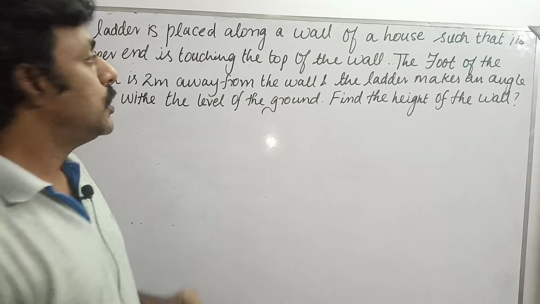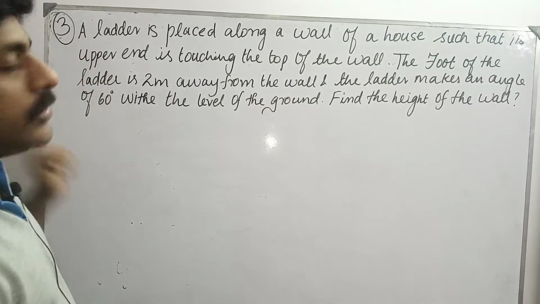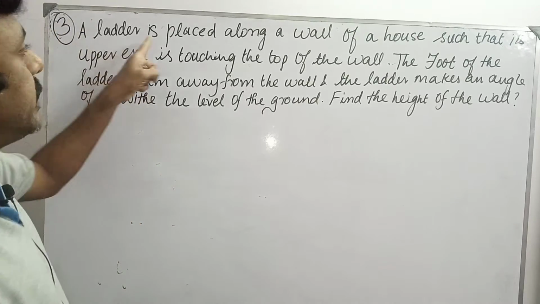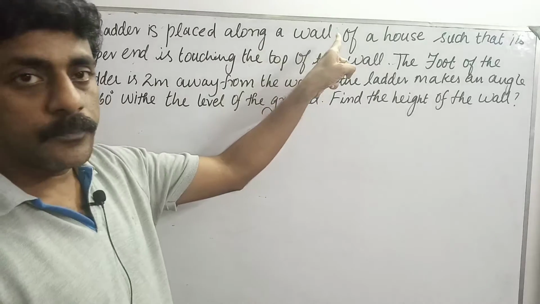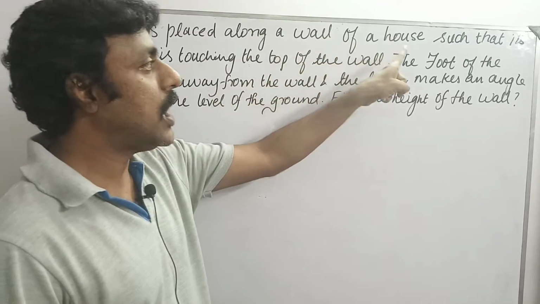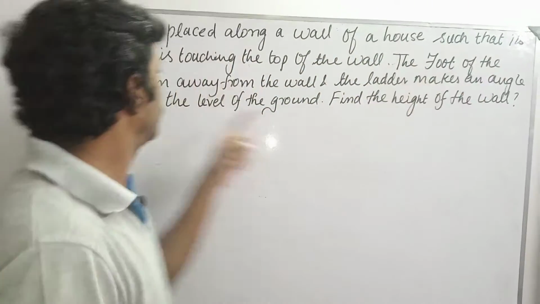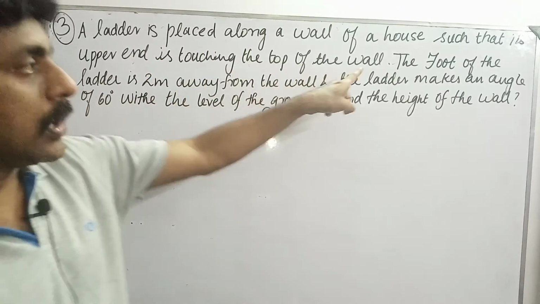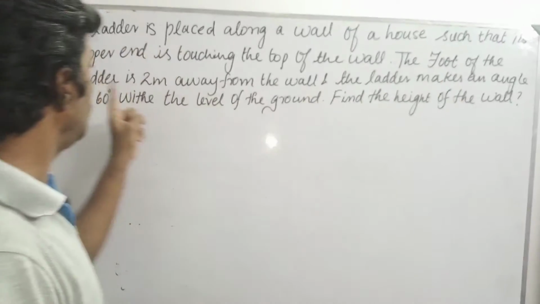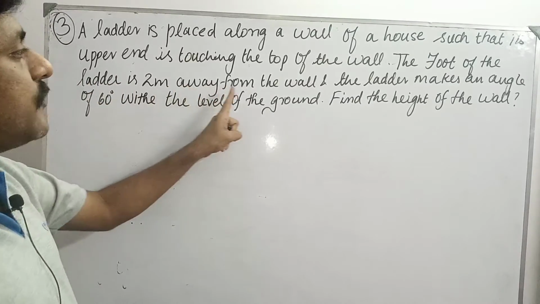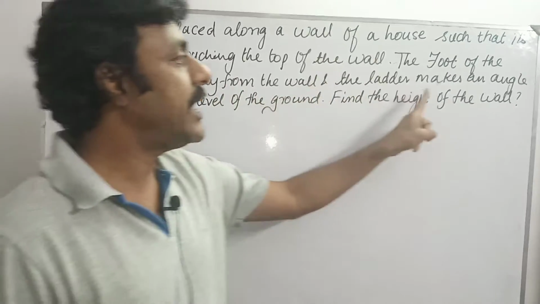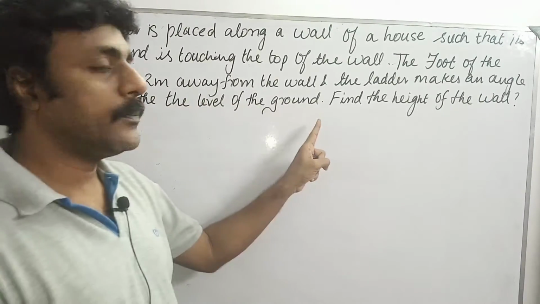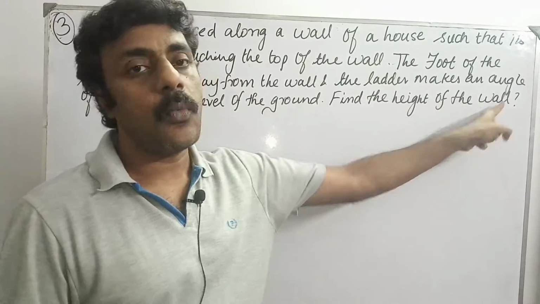Let's get into problem number 3. In this third problem, a ladder is placed along a wall of a house such that its upper end is touching the top of the wall. The foot of the ladder is 2 meters away from the wall, and the ladder makes an angle of 60 degrees with the level of the ground. Find the height of the wall.